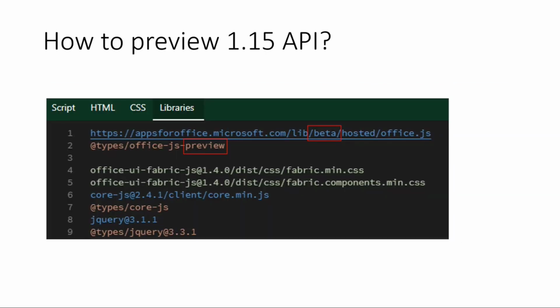So how do you use these new APIs while they're in preview? First, you need to change your CDN reference from 1.1 to beta. So this will get you the new stuff. And then if you want IntelliSense, reference the @types at office-js-preview. And this screenshot is from Script Lab, so you can use these today in Script Lab and test that out there.